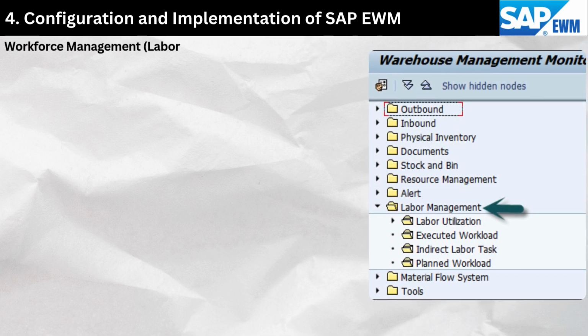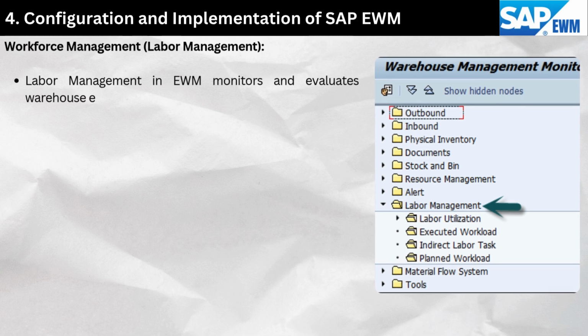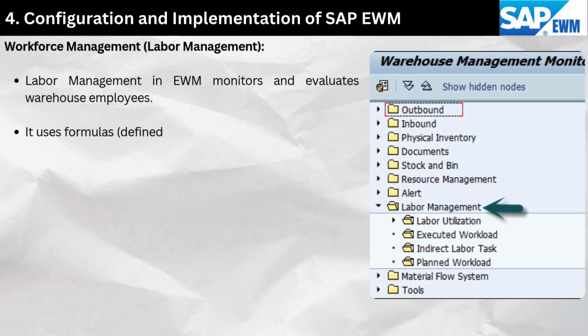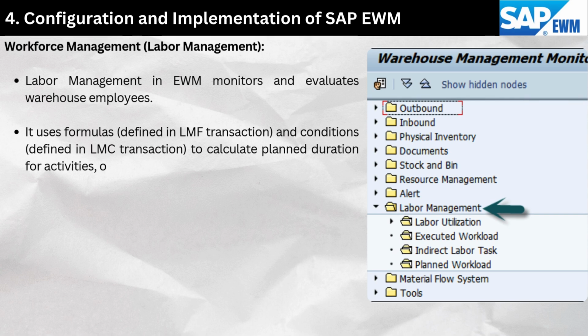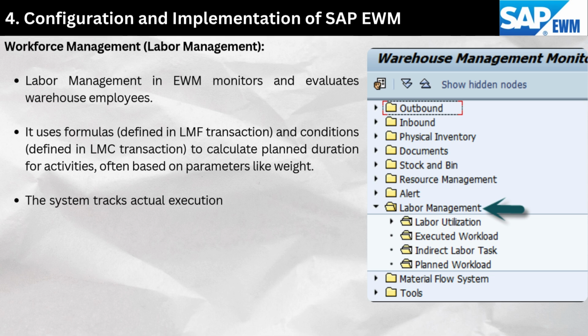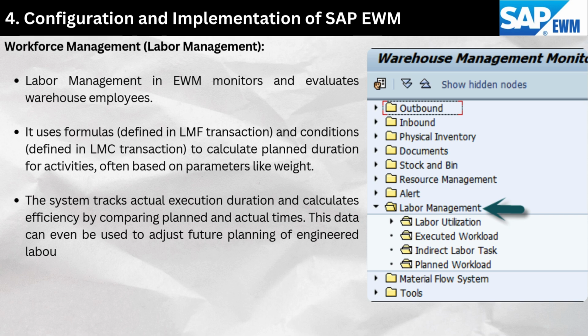Workforce management, labor management. Labor management in EWM monitors and evaluates warehouse employees. It uses formulas defined in LMF transaction and conditions defined in LMC transaction to calculate planned duration for activities, often based on parameters like weight. The system tracks actual execution duration and calculates efficiency by comparing planned and actual times. This data can even be used to adjust future planning of engineered labor standards.